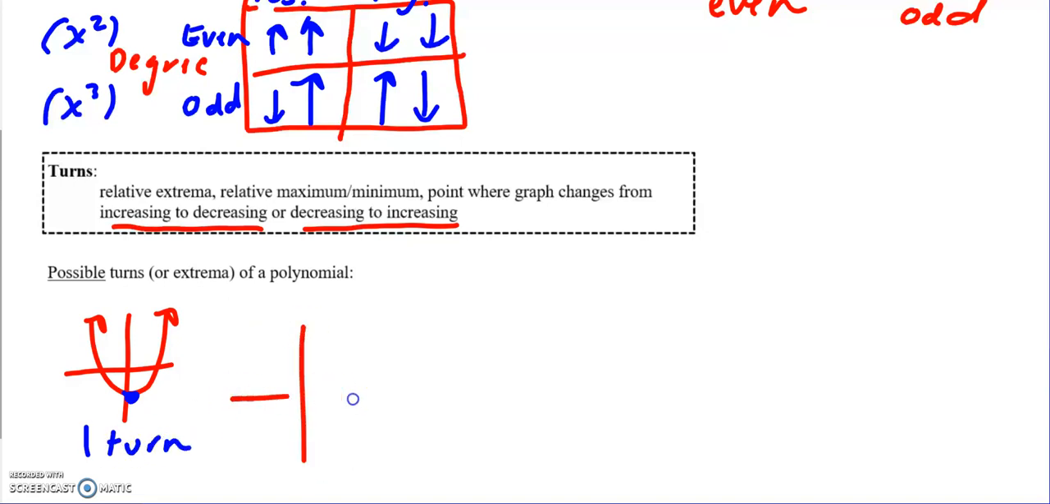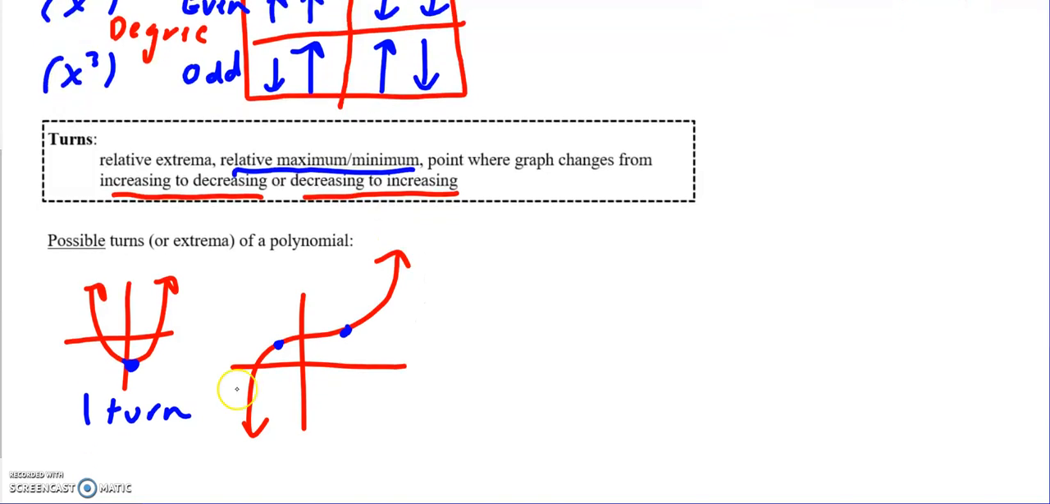If I then next talk about a cubic function, so something like this, remember that turns are not just where it changes from increasing to decreasing, or decreasing to increasing. It's also talking about relative maxes or mins. And if you look at this cubic function, you could say there's a relative max here and here, because that's when it's changing something, as you'll learn in calculus, called concavity, but that's for a later time. So it looks like this one has two turns. So I notice when the degree is x squared, it has one turn. When the degree of the polynomial is 3, it has two turns.